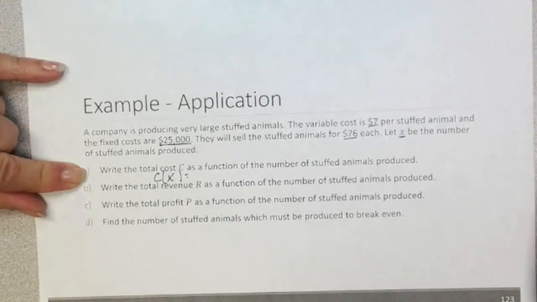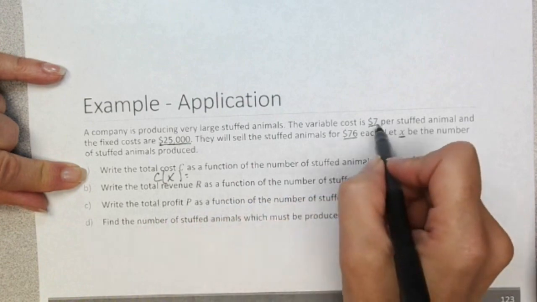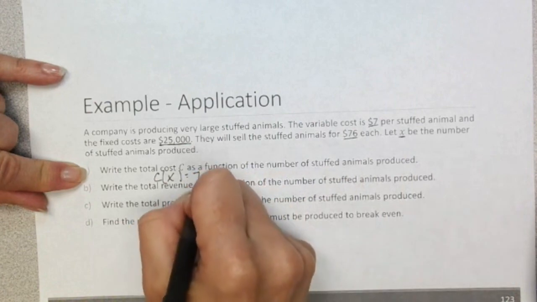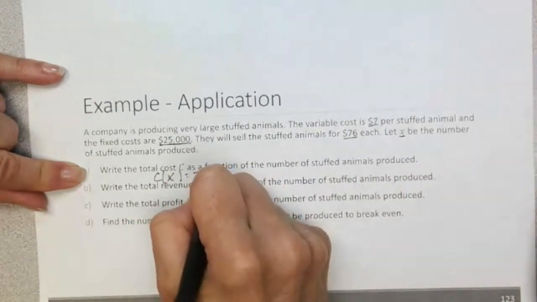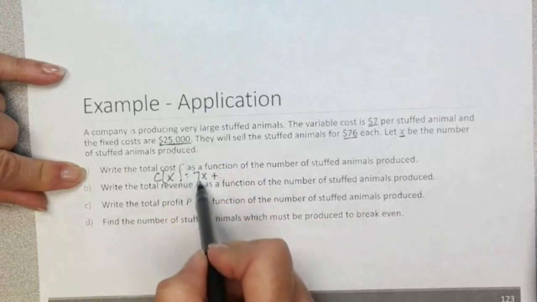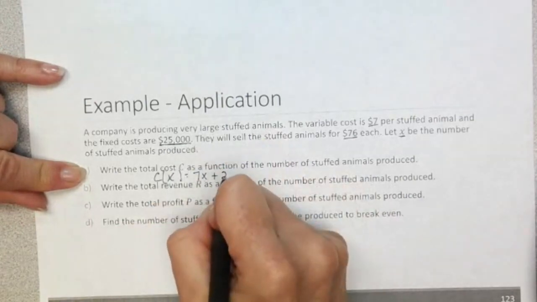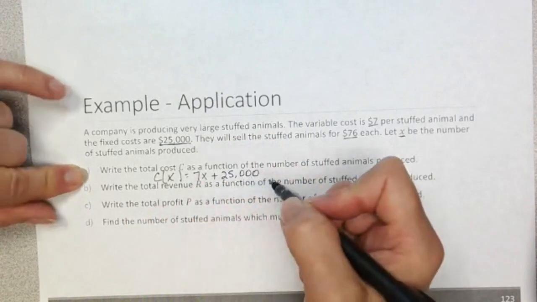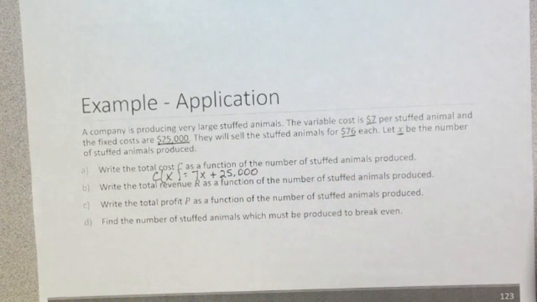The initial value, or if I think about it in slope-intercept form, rate of change plus fixed or initial value form, the part that's changing, the cost that's changing, well, I have to pay $7 per stuffed animal produced. So that's going to be that variable portion, or the amount that changes, right? But the initial value here, the initial cost, I have to spend the $25,000 just to open the facility and have people working and get started. So there's my cost function.